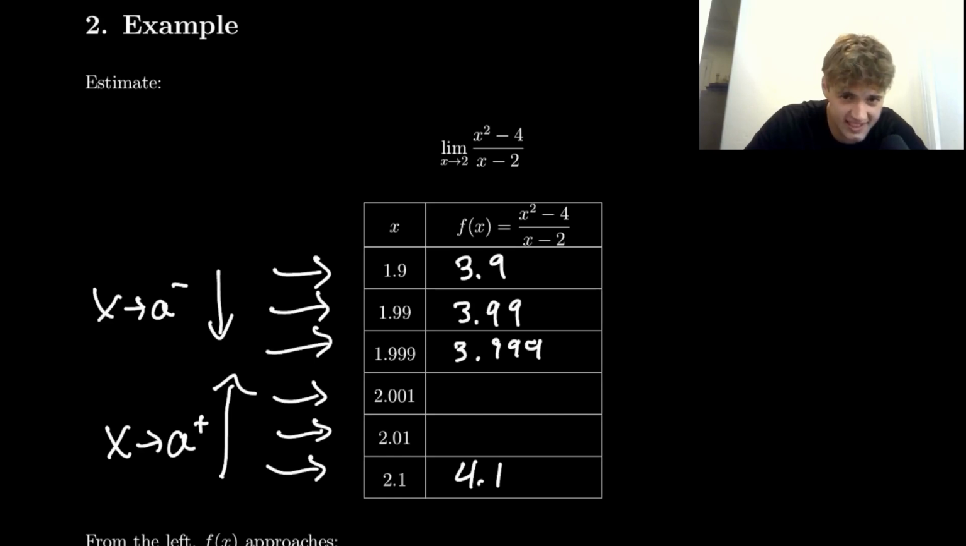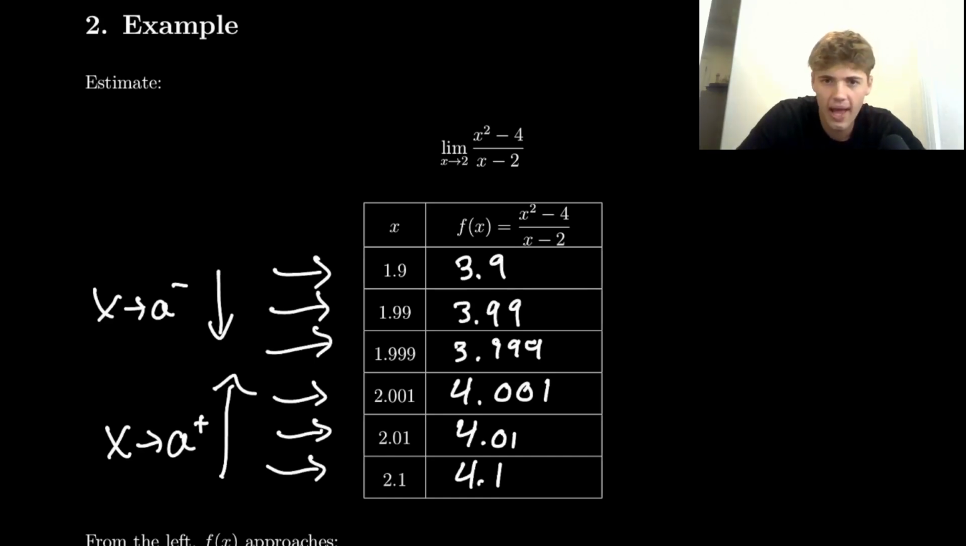If we do it on the other side, we're going to get 4.1. If we plug in 2.01 into our function, what we get is 4.01. And if we plug in 2.001 into our function, we're going to get 4.001.